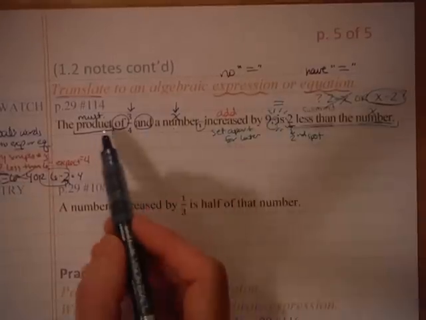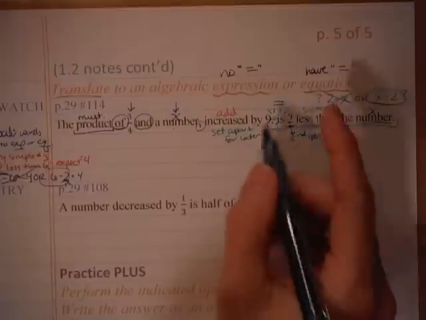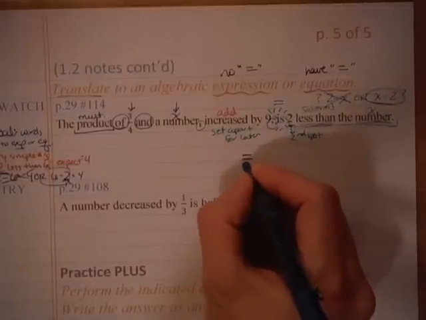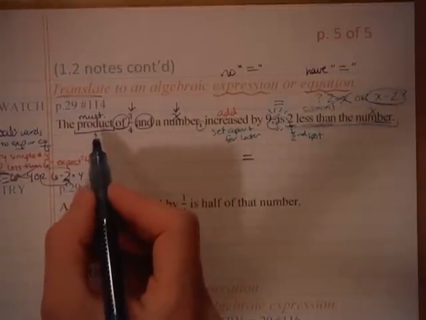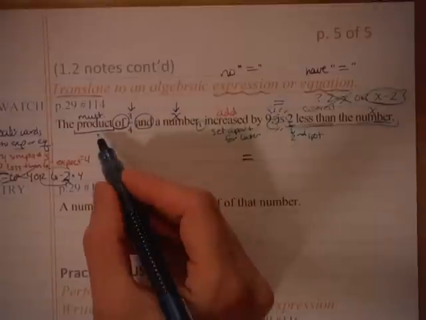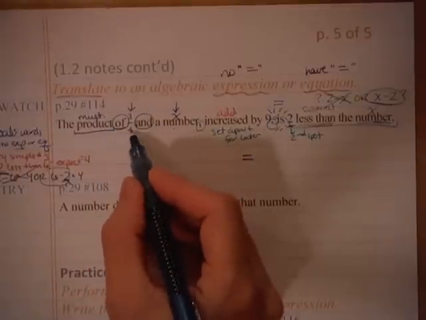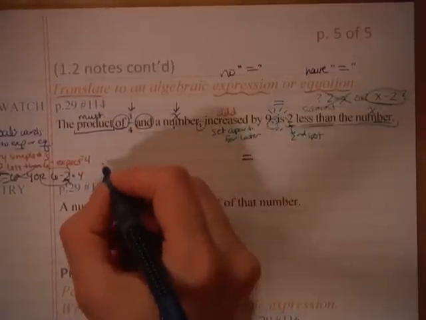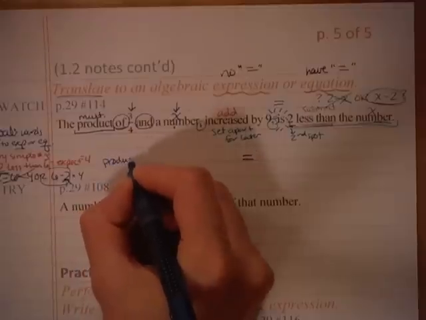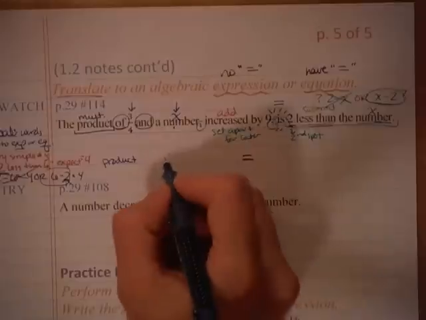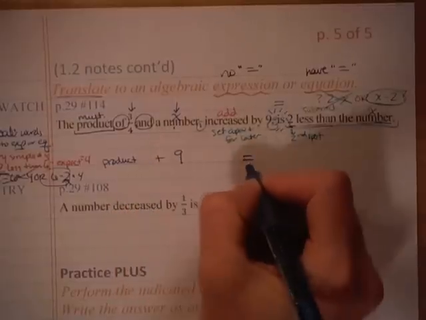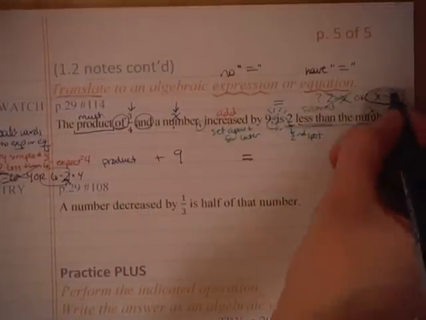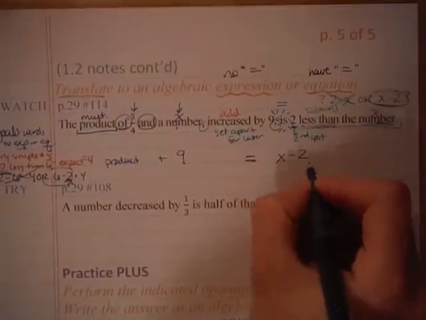Okay, so here we go. I know it's an equal sign here, so I know I've got an equal in this equation. And feel free to do it, kind of baby step it through. Product of 3/4 and a number increased by 9. So the product is going to be increased by 9, is 2 less than the number, is x minus 2.